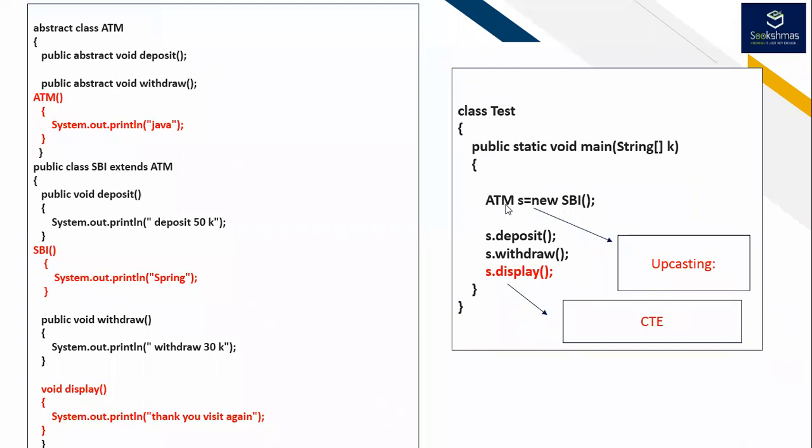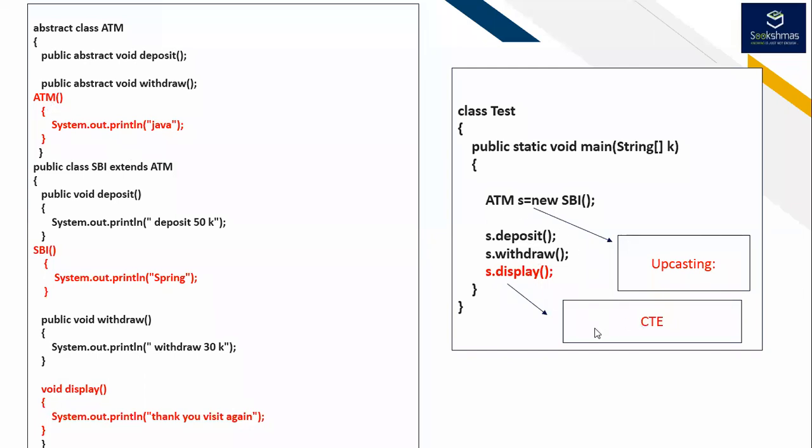Correct? Now, this is the code of upcasting, guys. Reference for the parent, ATM a, is equal to new SBI, object for the derived. This concept we call upcasting: reference for the parent, object for the derived. With the help of this, a dot deposit, surely we can call, and a dot withdraw also we can call. And if you try to call a dot display, you will get the compile time error. Why? Because this method is only present in the SBI, not present in the ATM.